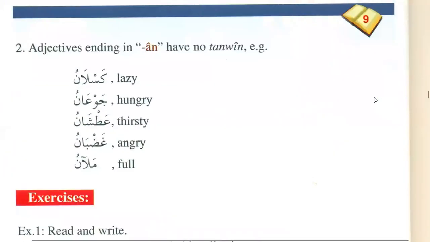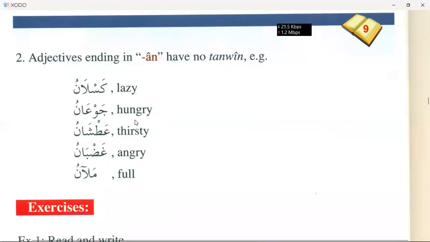Okay, so previously we have studied that nouns have tanween at the end, but here he is telling us that those nouns and adjectives which have alif noon at the end, we cannot use tanween with them.